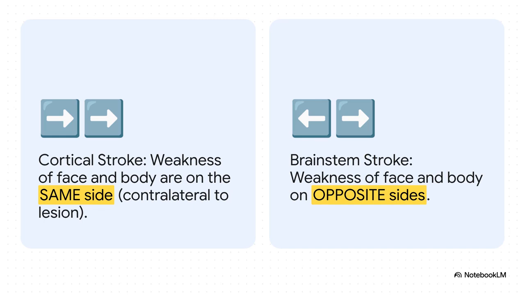In a typical stroke that happens higher up in the brain's cortex, any weakness in the face and body will be on the same side, both opposite to the lesion. But with a brainstem stroke, the signs are often crossed. You might see facial weakness on the left, but body weakness on the right. This unique pattern happens because the cranial nerves that control the face exit right at the brainstem, before the main motor tracts for the body cross over to the other side. Seeing this pattern is practically a slam dunk for a brainstem lesion.